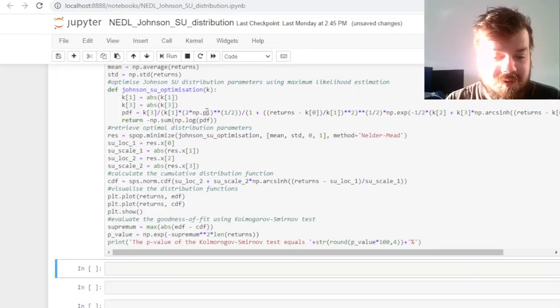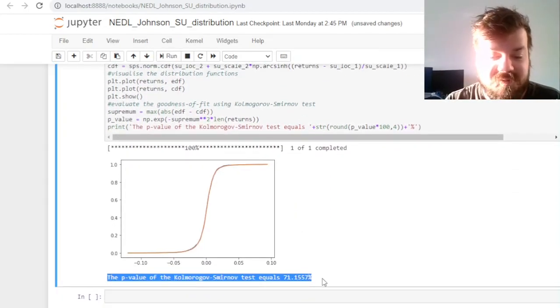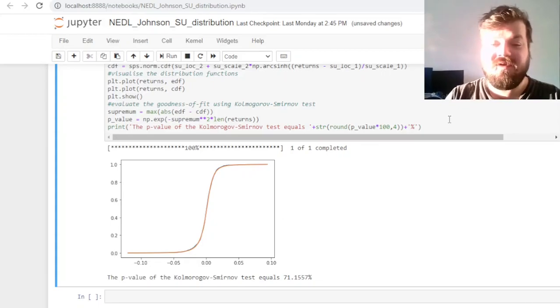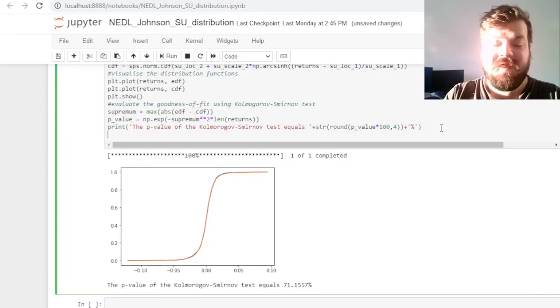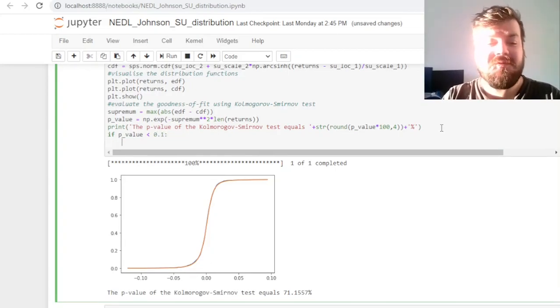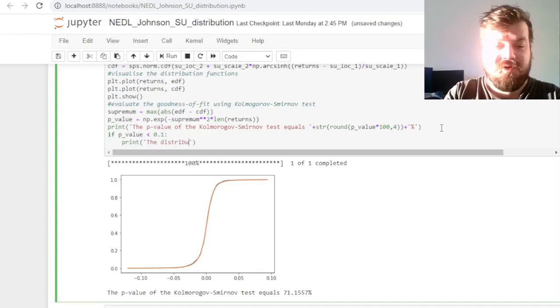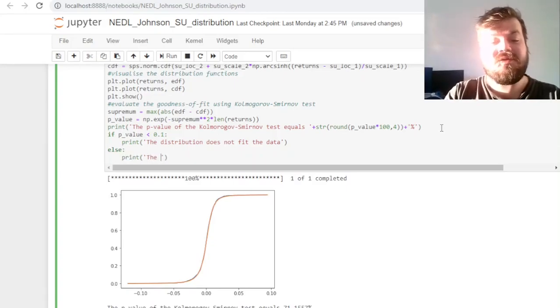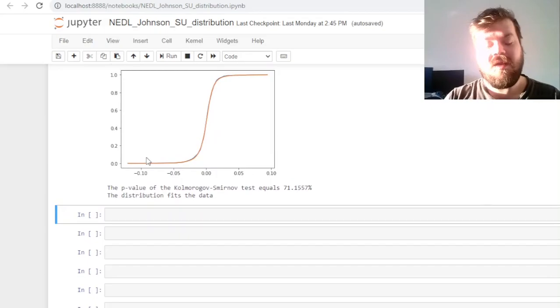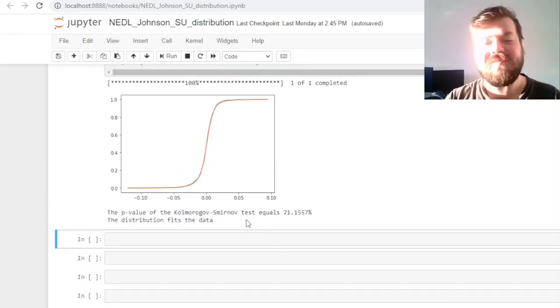If we run this code, we'll see that the p-value of the Kolmogorov-Smirnov test is 71.15%, which is quite high, meaning that the degree of fit is quite good. And then we can put a simple if condition here. So if p-value is less than 0.1, shall we say, again, 10% confidence, we can print that the distribution does not fit the data, and else we can print that the distribution fits the data. Running that, we'll see that the distribution does indeed fit the data. Again, it can be seen visually, it can be seen using the Kolmogorov-Smirnov test result.